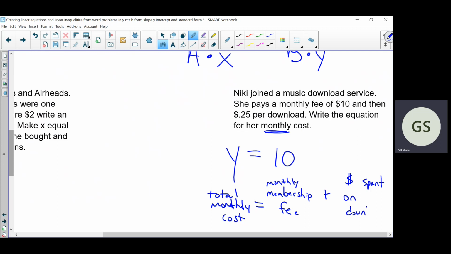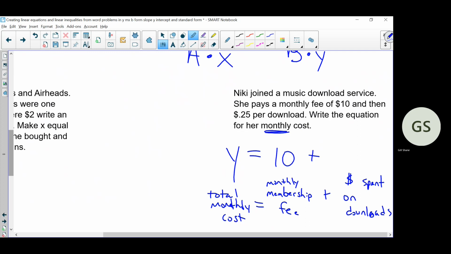So in words, that's kind of what you could do, and I'd give you quite a few points for that, because that's the equation. You don't have variables and numbers in it yet, but that's pretty much the equation. The total monthly cost is made up of the monthly fee plus how much you spend on downloads. So now we're just converting that. The membership fee was $10 plus, how do I calculate how much I spend on downloads? What am I doing there?